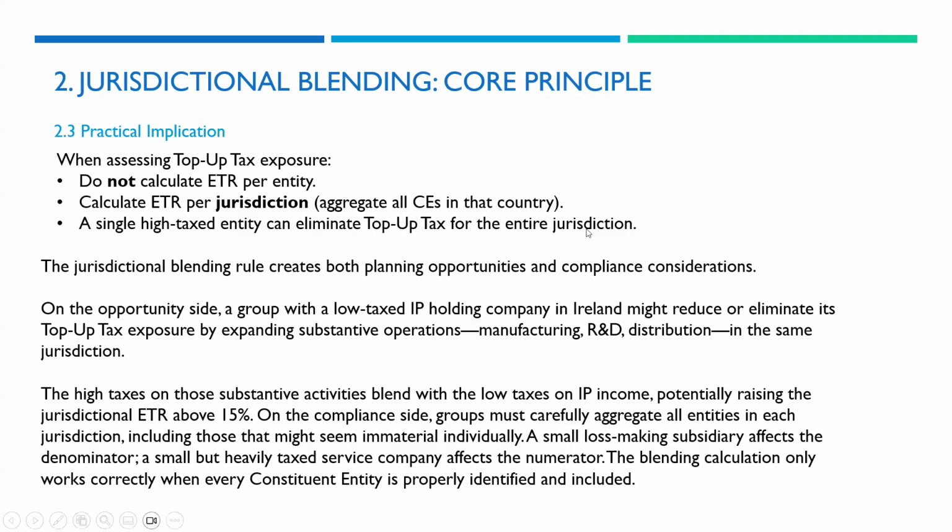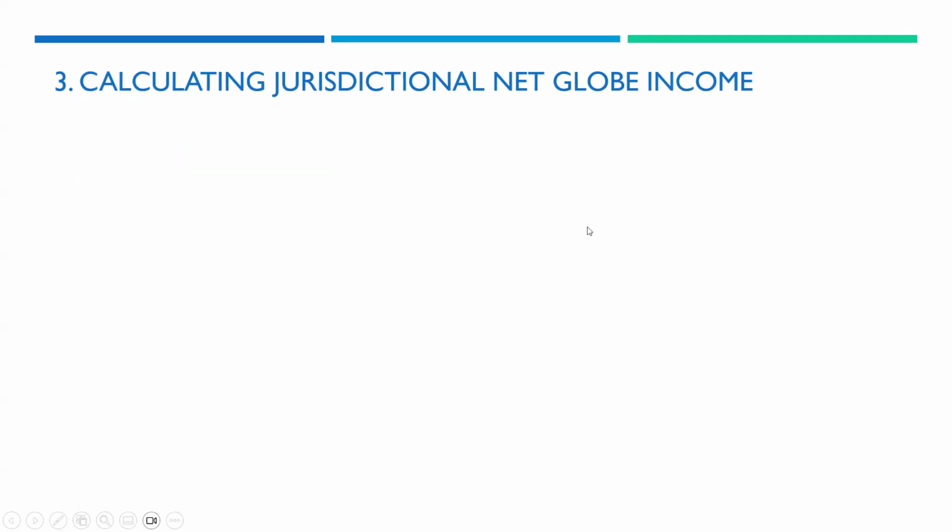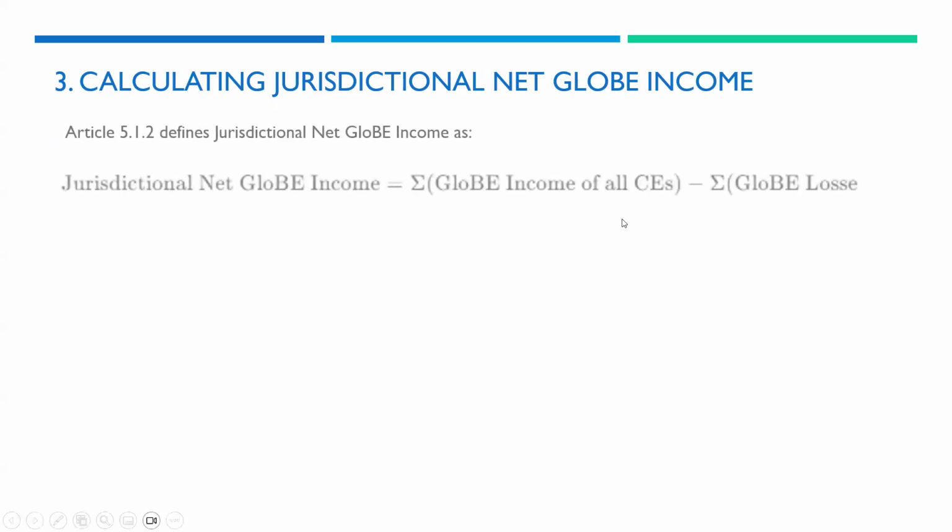Okay. So that is the thing. Now let's understand calculating jurisdictional net globe income. How would you calculate it? You take a sum, an aggregate of all the globe income and losses of the entities in the jurisdiction. Correct? Article 5.1.2 defines jurisdictional globe income as the sum of globe income of all CEs minus the sum of globe losses of all the entities in that jurisdiction. So basically, you take a sum of the globe income of all the entities.